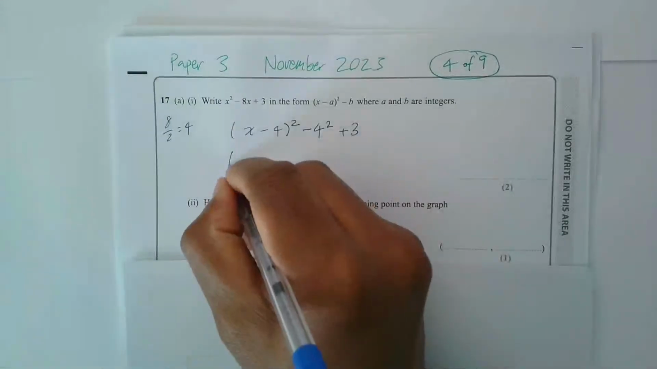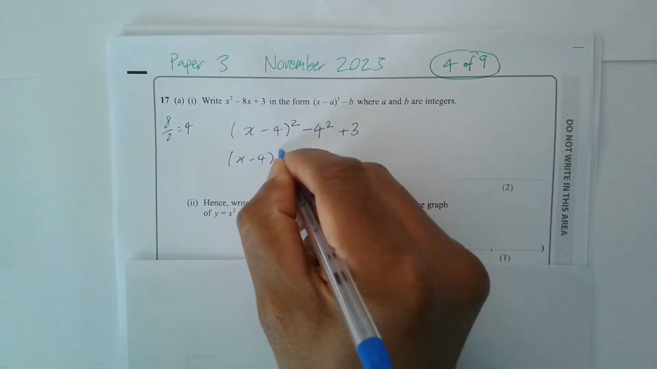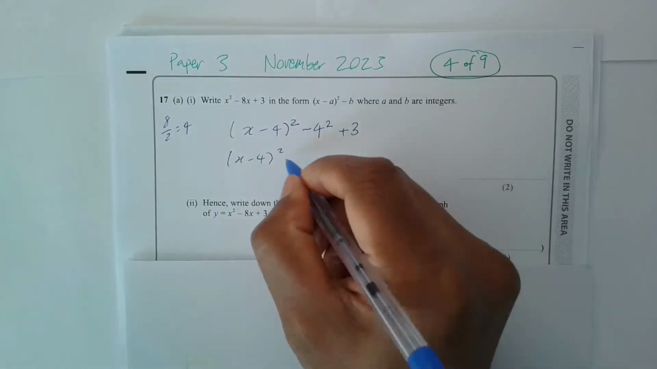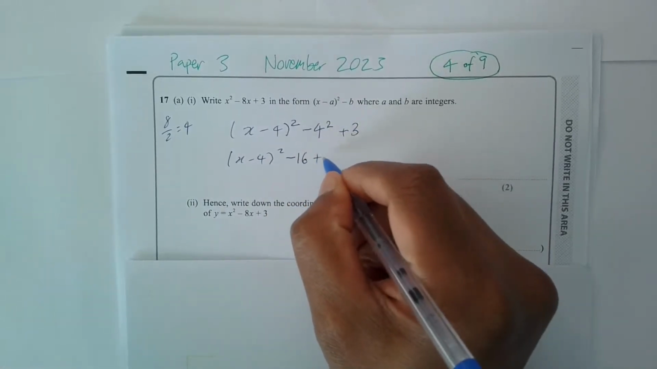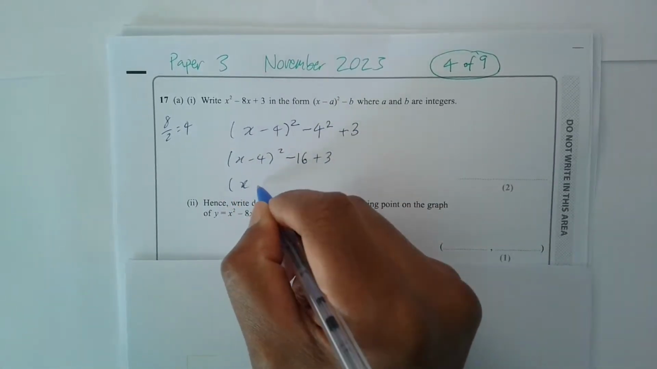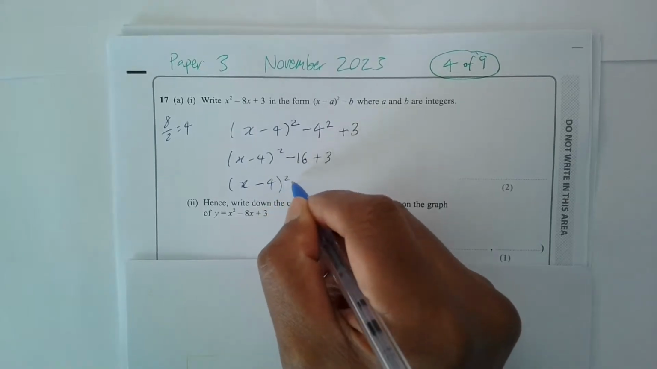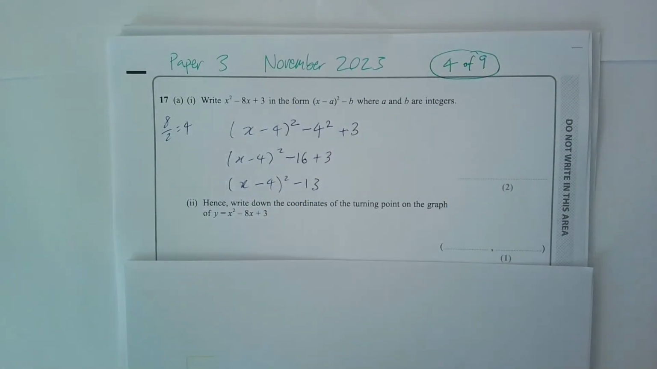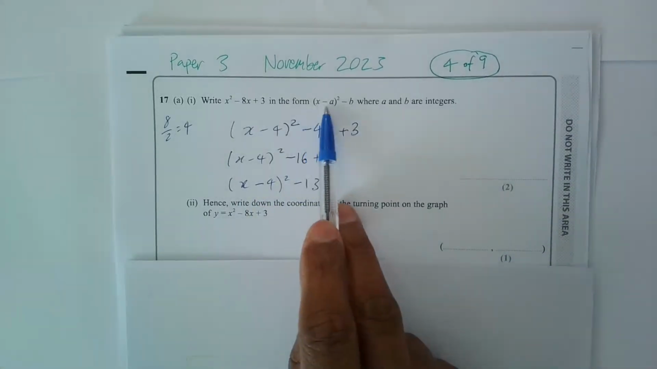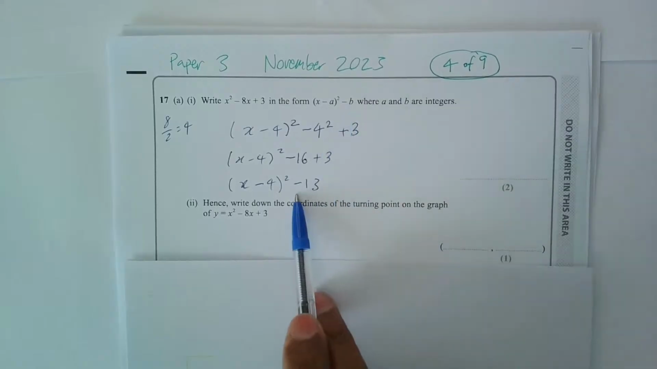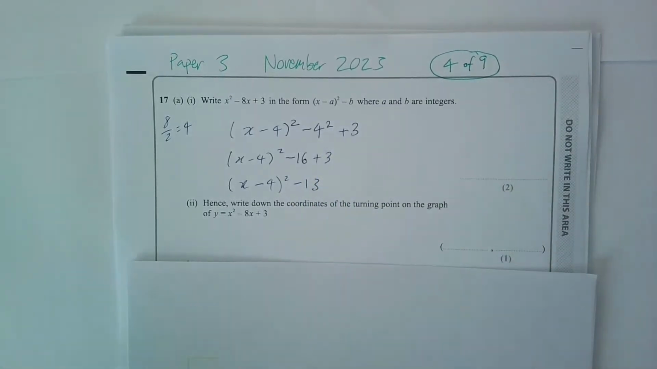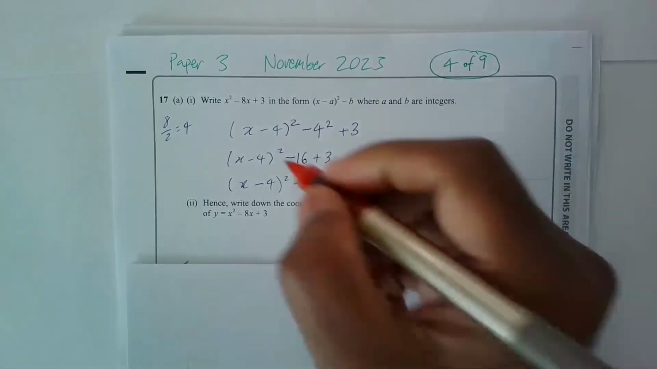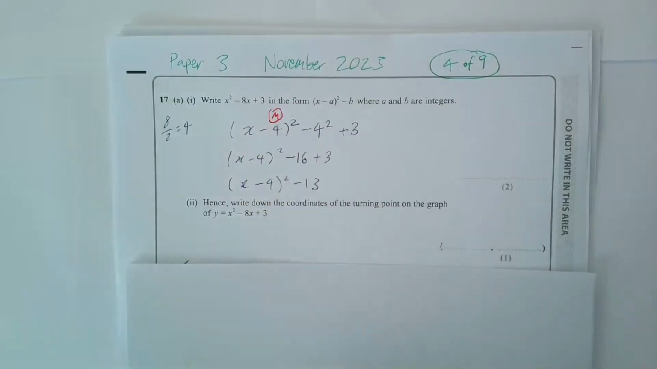So x minus 4 all squared. 4 squared is 16, so minus 16 plus 3, and this becomes x take away 4 all squared, minus 16 plus 3 is minus 13. Okay, and so if I check, x minus 4 matches x minus a, and then minus 13 is my minus b. And so it's worth 2 marks. And again, just by having x minus 4 in brackets is a method mark.